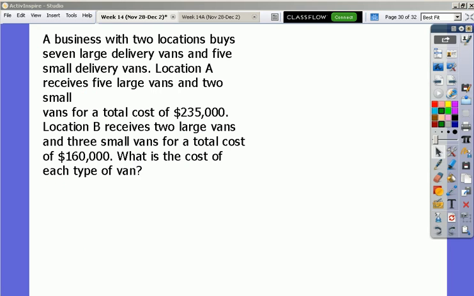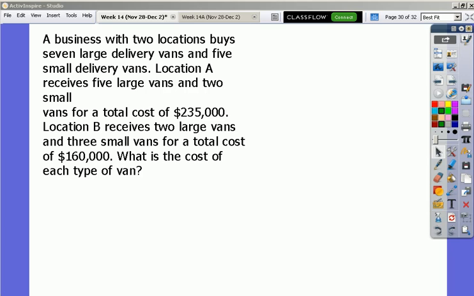Okay, so this word problem says a business with 2 locations buys 7 large delivery vans and 5 small delivery vans. Location A receives 5 large vans and 2 small vans for a total cost of $235,000. Location B receives 2 large vans and 3 small vans for a total cost of $160,000. What is the cost of each type of van?